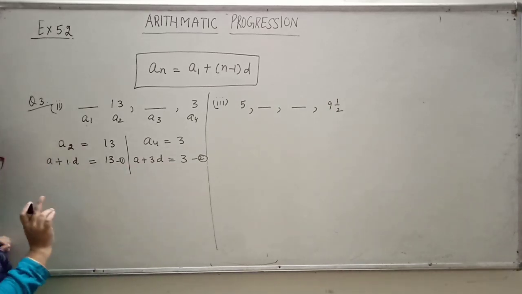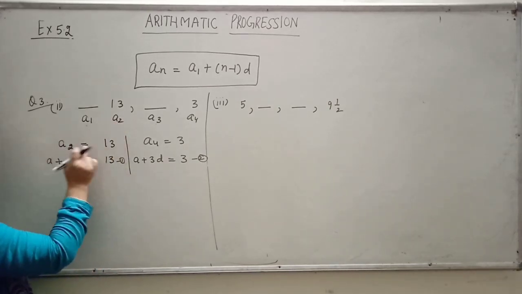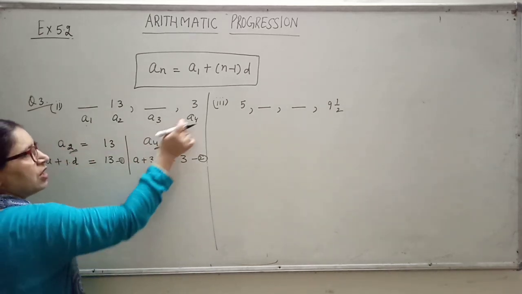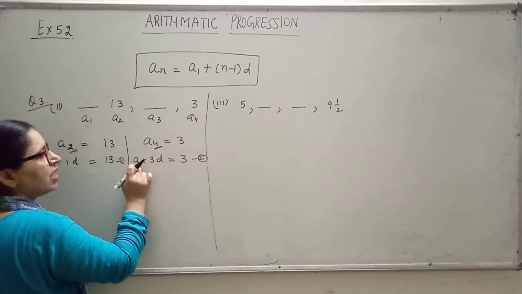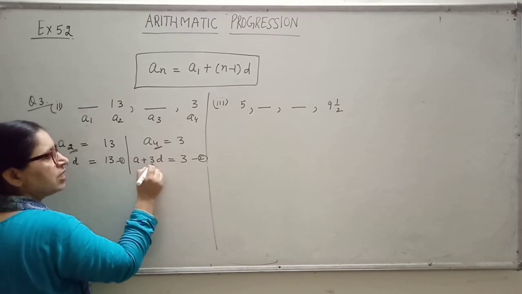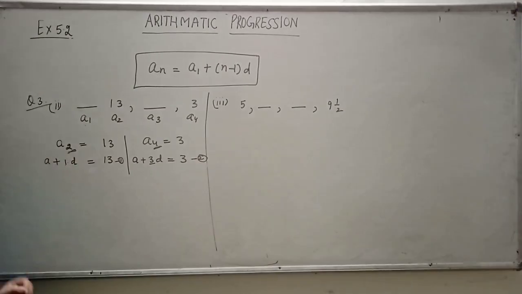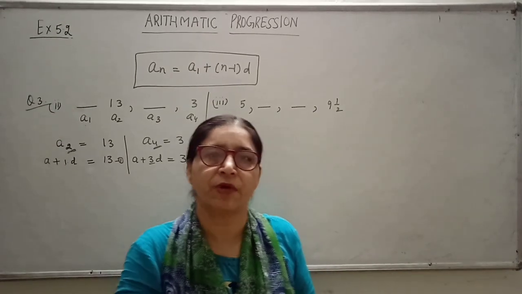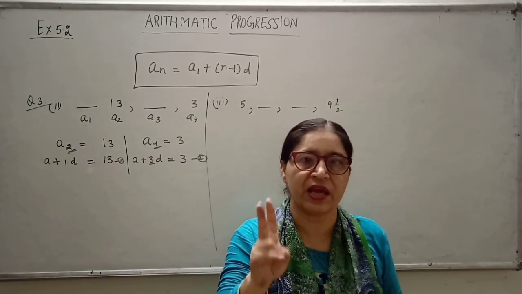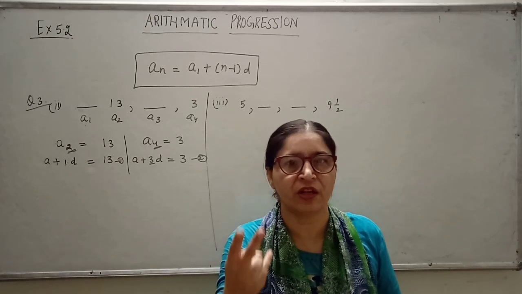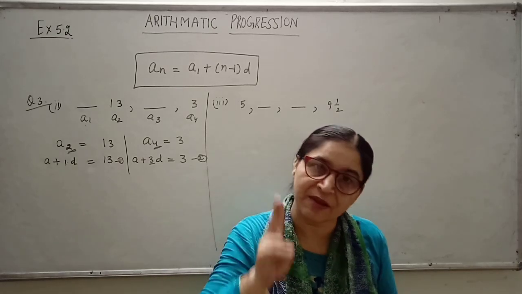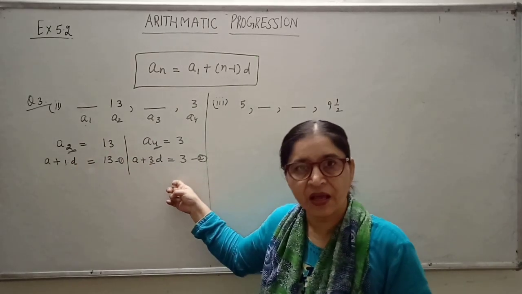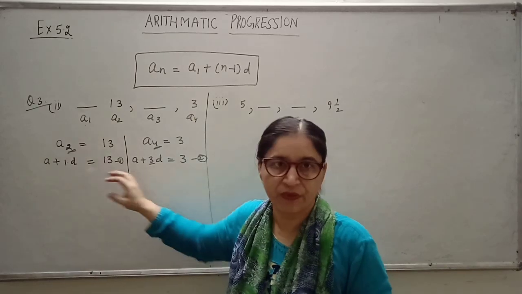a and d. Understand again. a2 is given, a2 is equal to a1 plus 1d, because it is 2. a4 is given as 3, so the formula for a4 is a plus 3d, because it is 4. Okay. One more very important point to remember: whenever you have been given any two terms of the same AP, then you are to expand these two terms like this and you are to subtract these two.